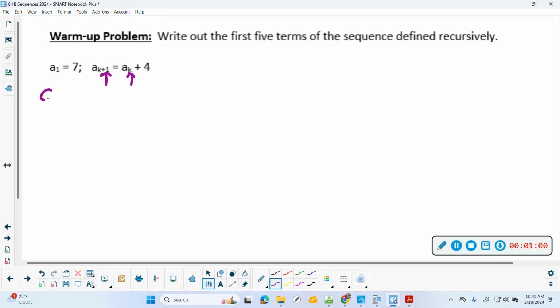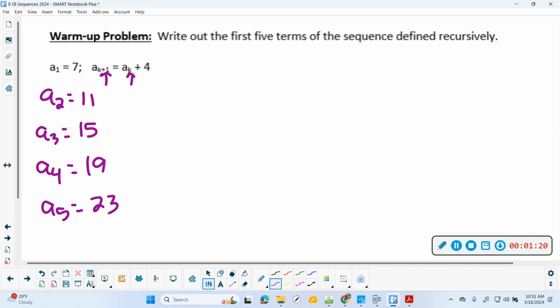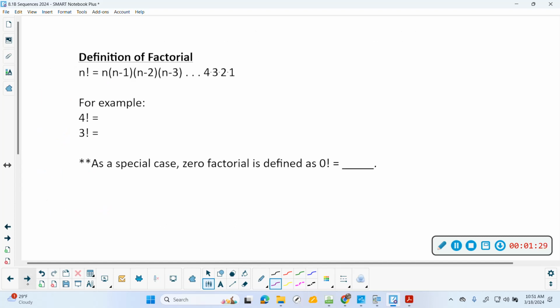So what is my next term if you're starting with 7? 11. 7 plus 4, 11. What's your third term if you're using 11? 15. 11 plus 4. Easy to see the pattern. Next term. And your fifth term. So we're going to be doing some more of this today where you do have to write out the terms, but then we're also going to have to find the sum of them. Not that that's that hard, but that's just what we have on tap for today.